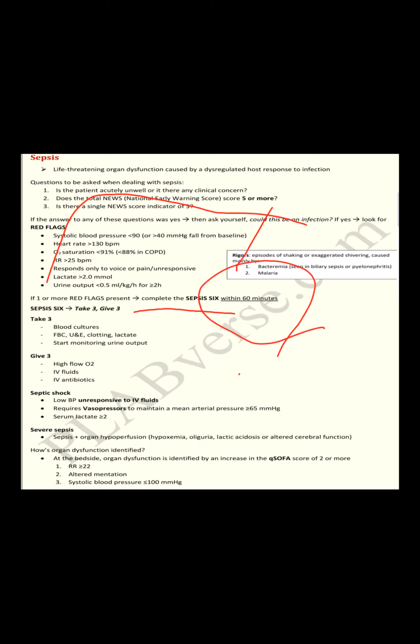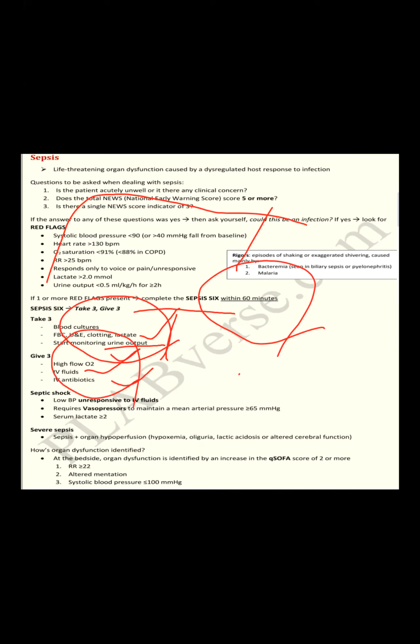So what does that mean? First of all, initially we have to follow take 3. Take 3 means blood culture, clotting, lactate to see the DIC, and we have to check the urine output to see the renal function. Give 3. So we have to give IV fluid, IV antibiotic, and oxygen. So take 3, give 3.